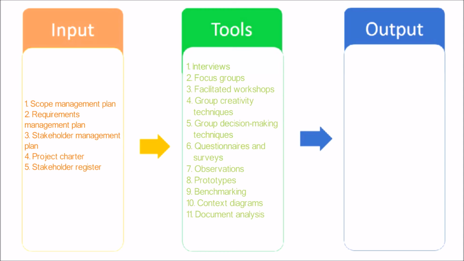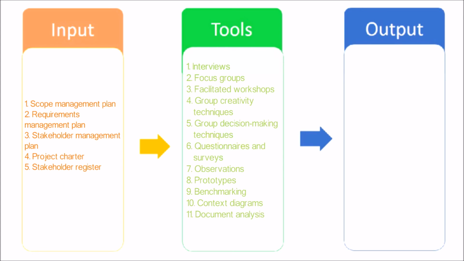Group creativity techniques. Group decision-making techniques. A group decision-making technique is an assessment process having multiple alternatives with an expected outcome in the form of future actions. Questionnaires and surveys. Questionnaires and surveys are written sets of questions designed to quickly accumulate information from a large number of respondents. Observations. Observations provide a direct way of viewing individuals in their environment and how they perform their jobs or tasks and carry out processes.